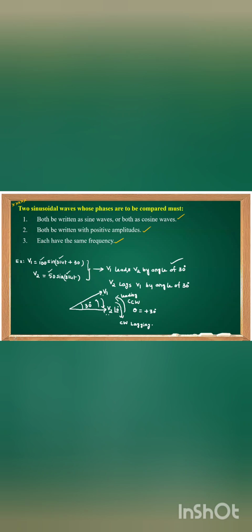See, I'm giving one more example. V1 equal to 100 cos(100t minus 30). V2 equal to 5 cos(100t). Now V1 equal to 100 cos(100t minus 30), V2 equal to 5 cos(100t). Then how to say this one?